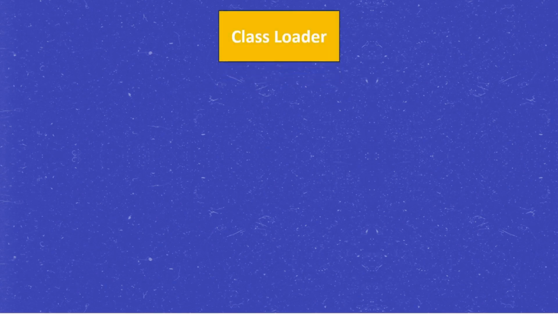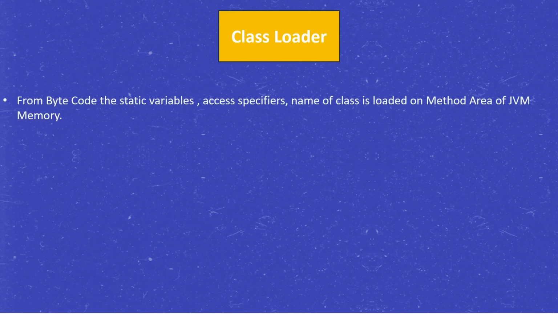First, let us understand the class loader. In the class loader, what does it do? The byte code is given to the class loader. Now from this byte code, the static variables, access specifiers, name of class, all this information is loaded onto the method area of the JVM. In JVM memory, you have a memory type which is the method area. On that you load static variables, access specifier and name of class, and there is some other information also loaded.